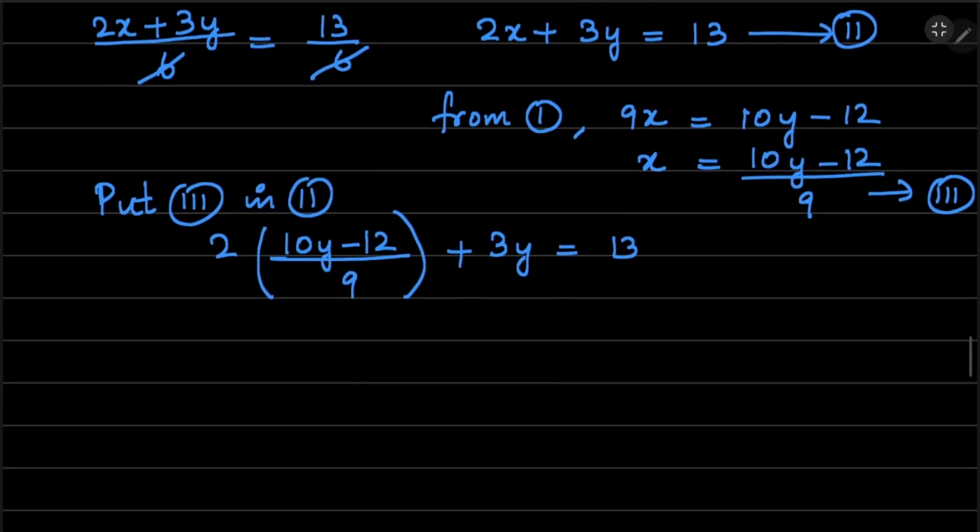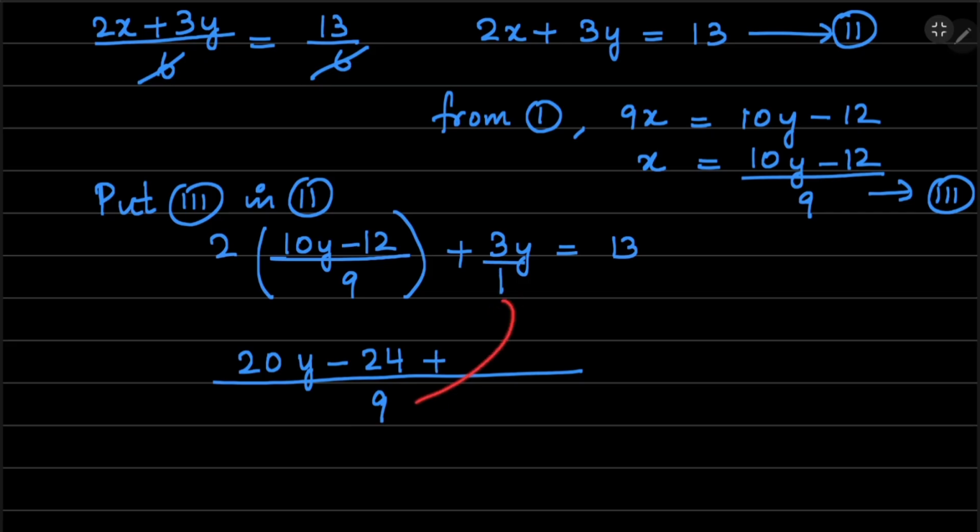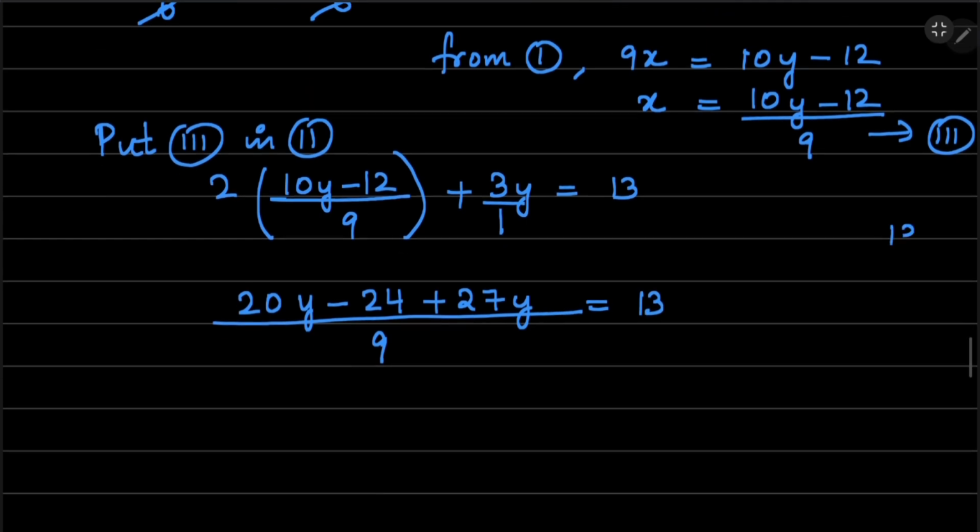Right? Take the LCM again here. Your LCM is 9. What is the numerator? Again, 2 into 10y minus 12. It's the same thing, there's no change. So I'm just multiplying. 2 multiplied by 10y is 20y. Minus 2 into 12 is 24. Plus, here it's by 1, right? So here 1 multiplied by 9 is 9. So 9 into 3y, 9 3s are 27. So plus 27y equal to 13. Cross multiply. What is 13 multiplied by 9? 9 3s are 27, 9 1s are 9, 117.